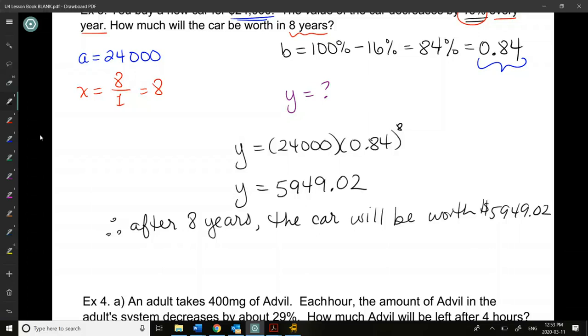And yes, cars are not a great investment. They do decrease in value quite quickly. Actually, this would almost be high for an 8-year-old car. Yeah, maybe not. It would be okay. Depends what kind of car.